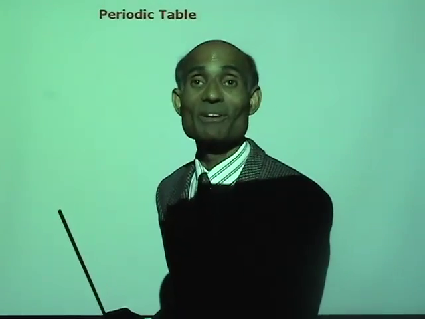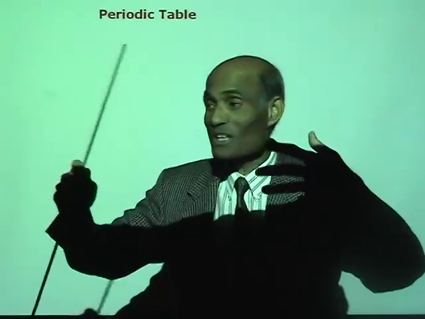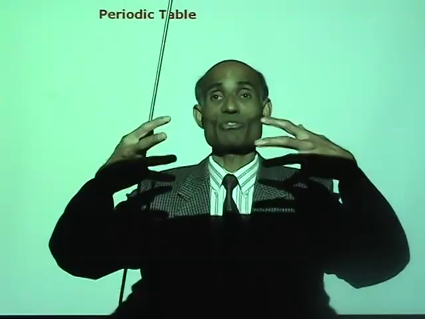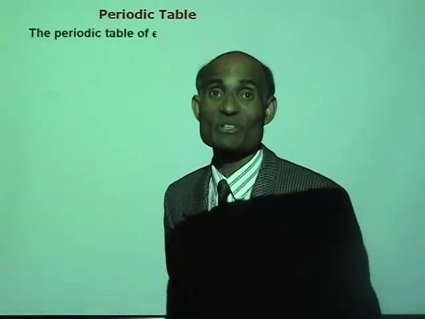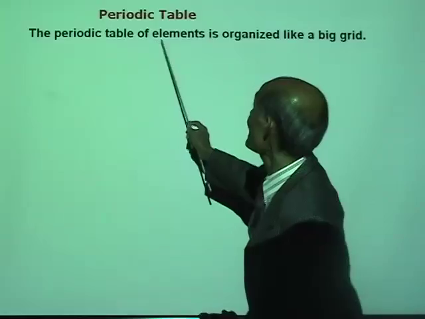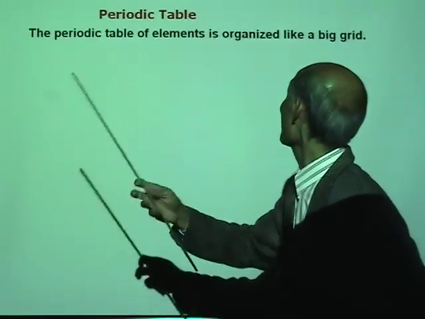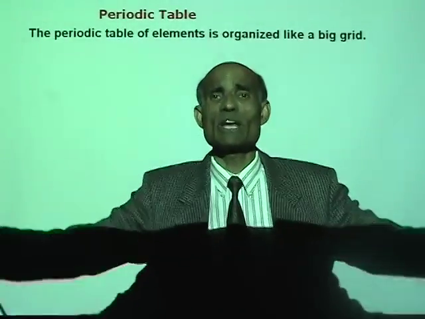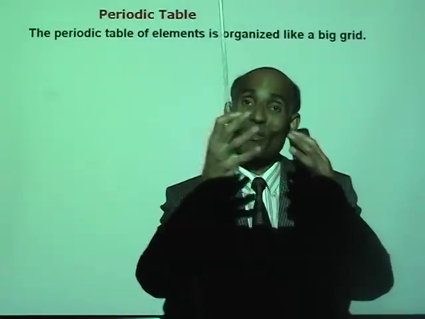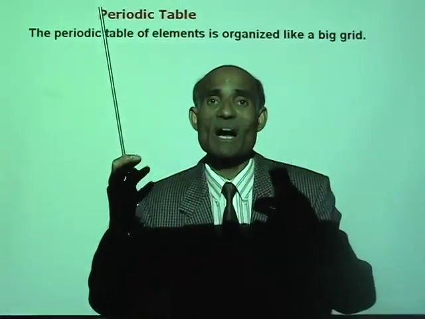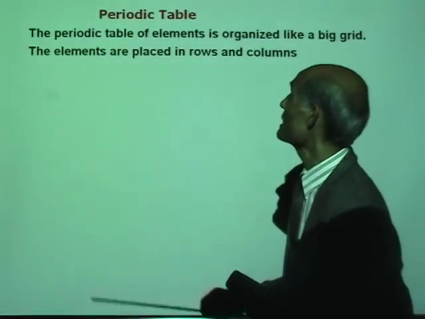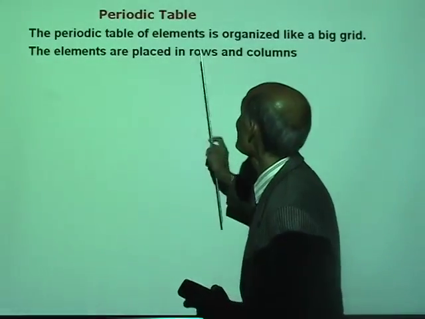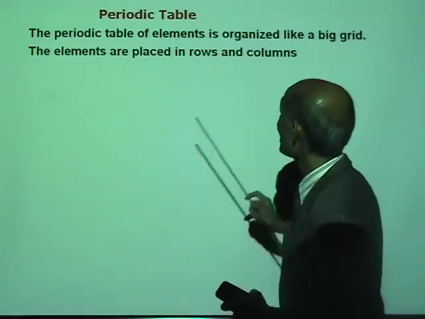Well, that brings us to the periodic table. Now, it is now possible for us to take all the elements and put them together in a table so that we can study their characteristics. Now, the periodic table of elements is organized like a big grid, so that all the elements with their symbols are given in that big grid.